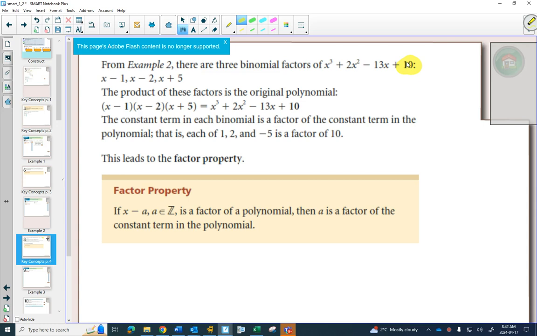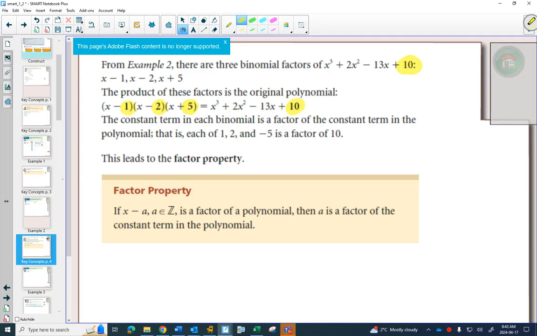Discovered when we finished example 2 is called the factor property. That if you wanted to factor this and they didn't give you any ones to try, which ones should you try? You have to try something that is a factor of that last one. So this one factors out to be x minus 1, x minus 2, and x plus 5. And all of those numbers multiply together to give us the 10.